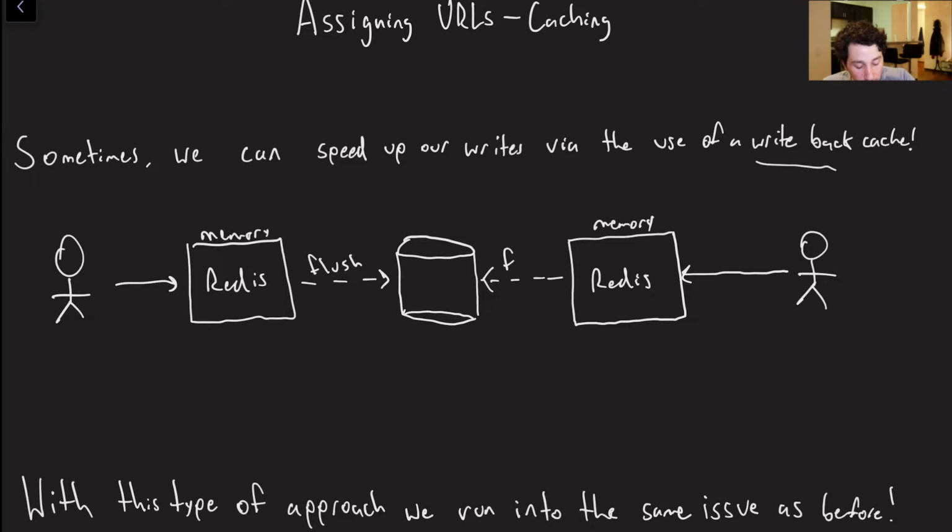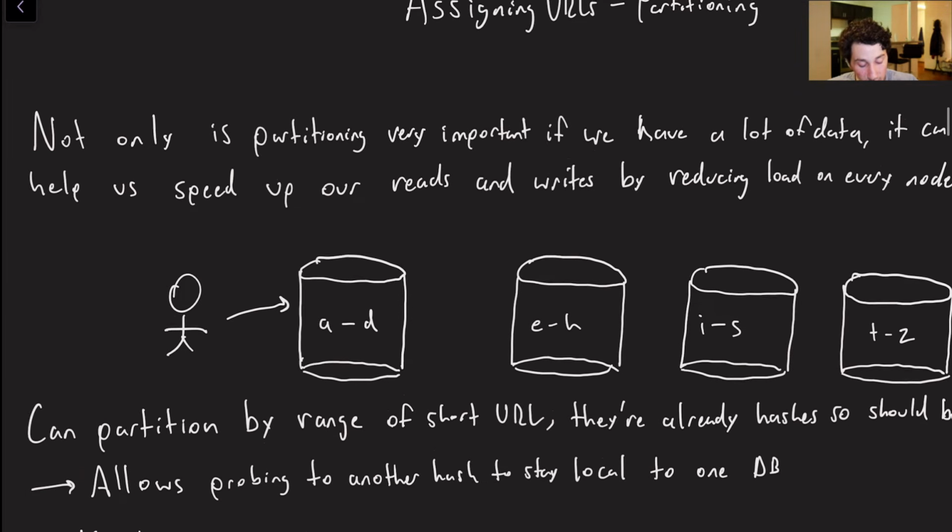But what we encounter here is basically the same problem that we encountered above with multi-leader or leaderless replication, which is that no one really knows the second they make the write whether their link is valid or not. And as a result, if they send it around in the meantime, it could be someone else's link, and that would be a problem. So again, same issue as before. We can't really use write-back caching to speed up our writes. That's unfortunate. What about partitioning?